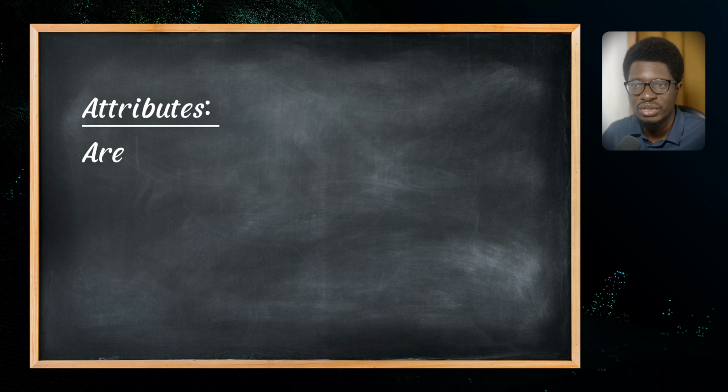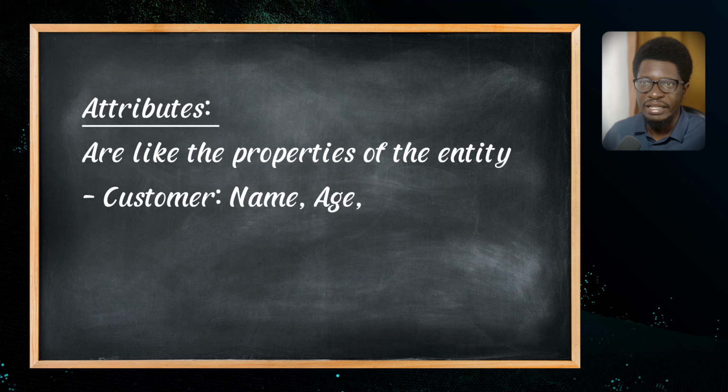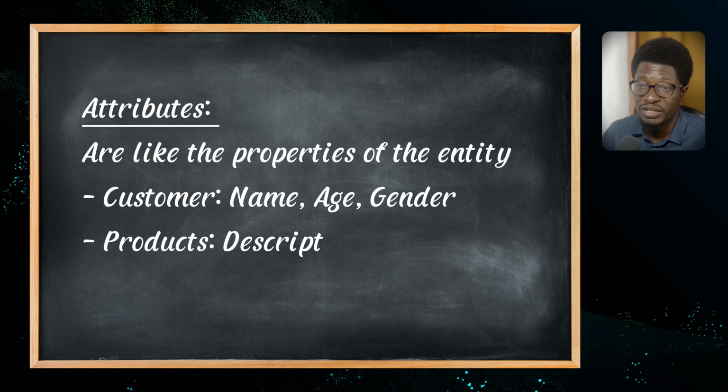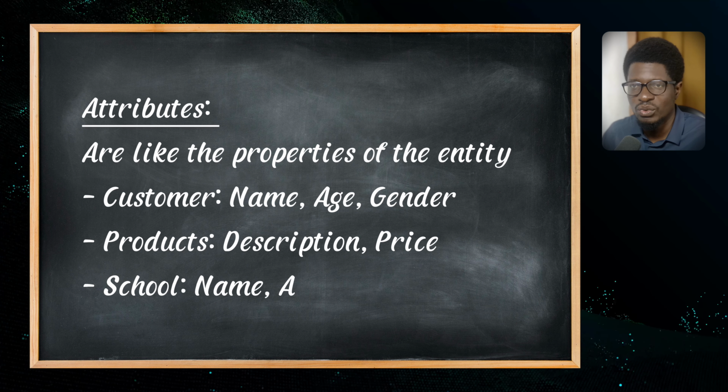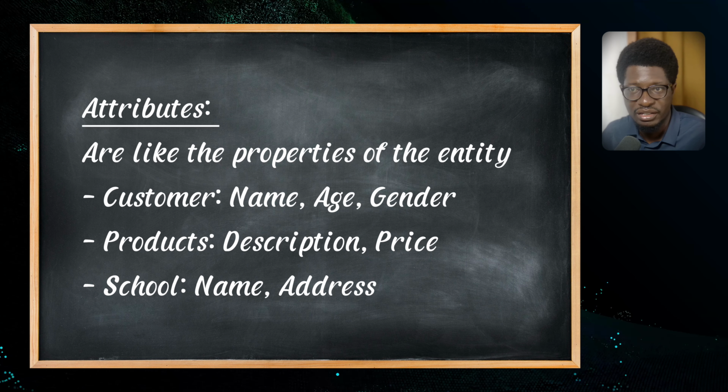What are attributes? Attributes are more like the properties of those entities. Like the customer, product, schools, teacher, vendor we talked about, they will have one form of attributes or the other. For example, name, email, price, and title.